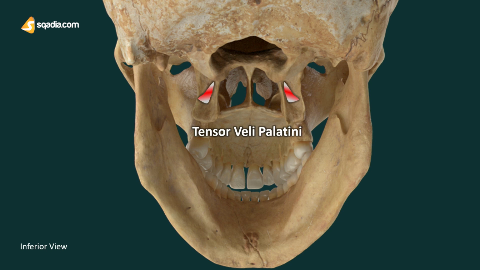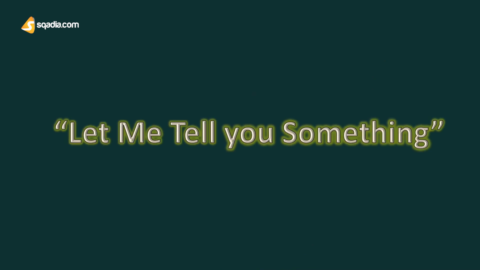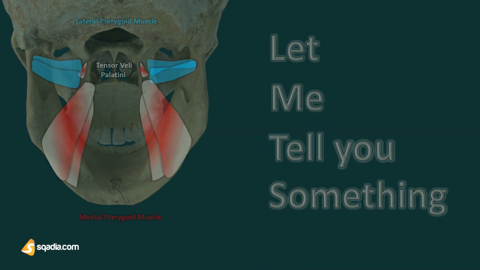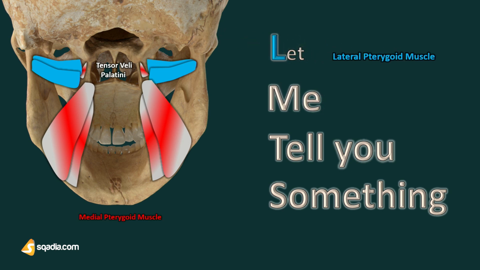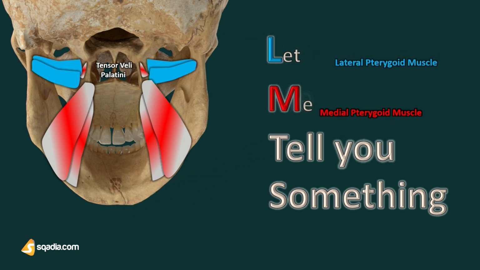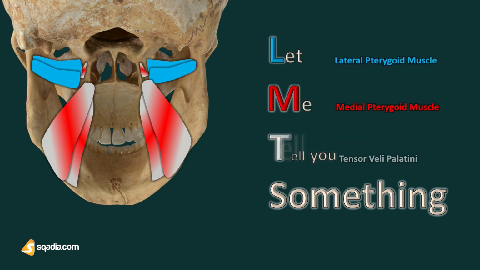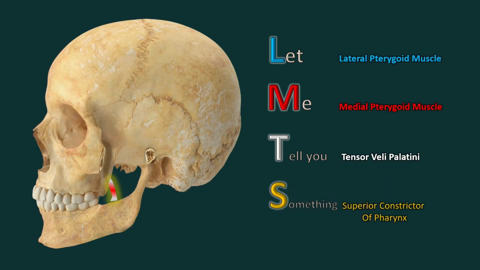You can easily remember these muscles by a mnemonic, which is, "Let me tell you something." Here, L stands for lateral pterygoid muscle, M stands for medial pterygoid muscle, T and U stand for tensor veli palatini, and S stands for superior constrictor of the pharynx.